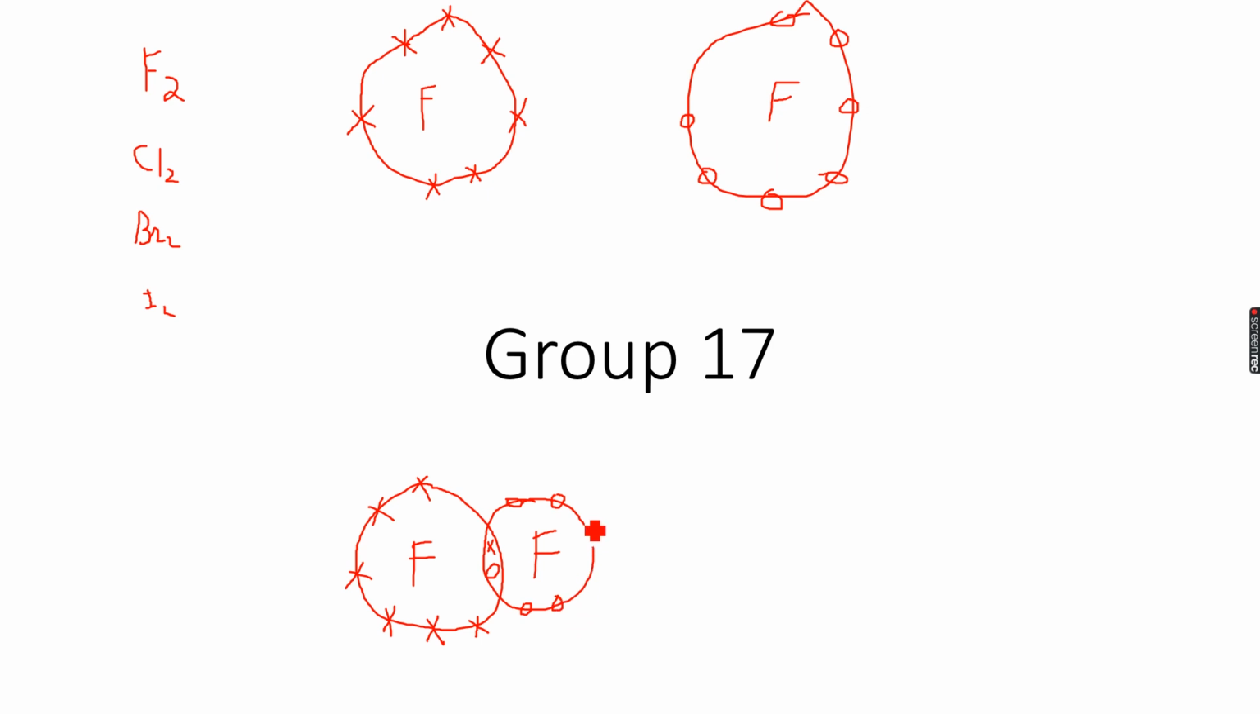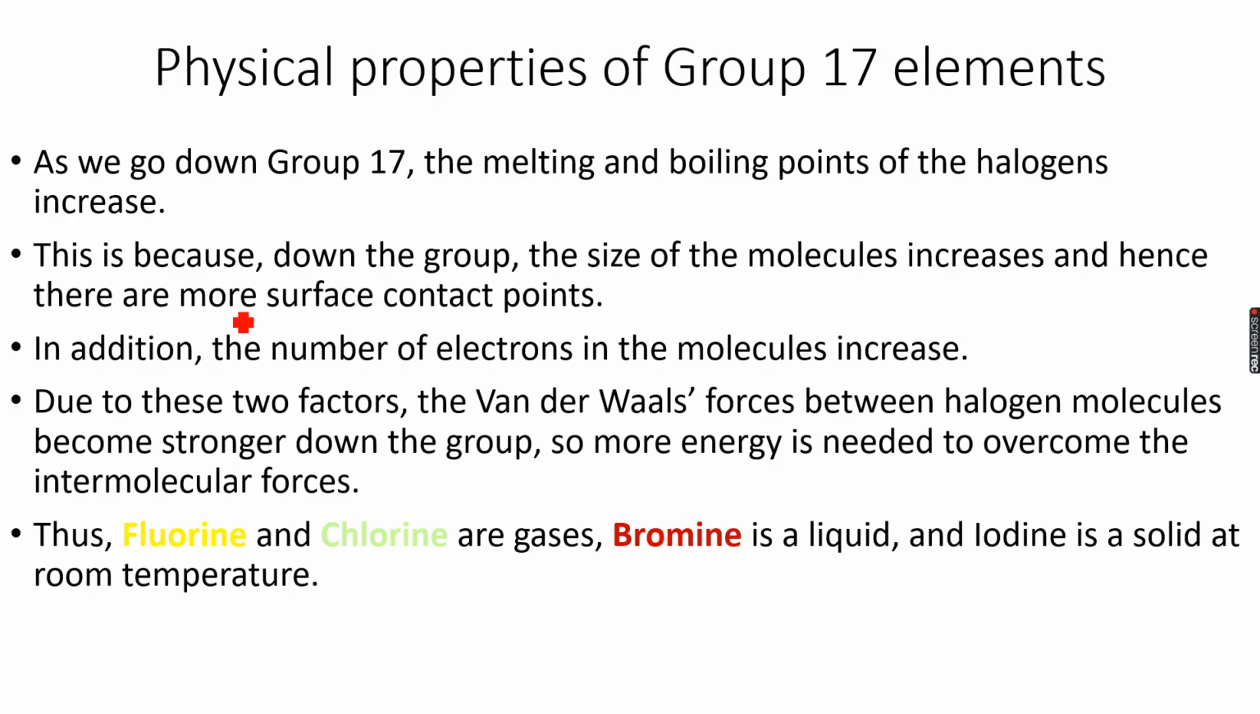So now both fluorine atoms have 8 electrons each, right? Because they are sharing these electrons. So they have completed their octet. So all halogens have the halogen-halogen single bond, which is F-F, Cl-Cl, Br-Br, I-I. So that's why we have F2, Cl2, Br2 and I2 in nature.